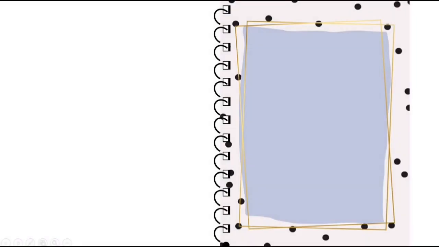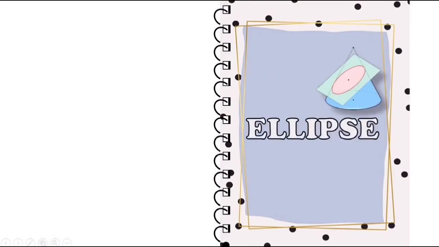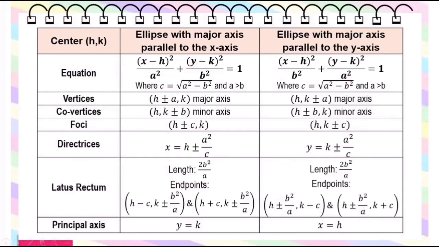In the previous video, we have discussed the ellipse whose center is at the origin. Now, we will discuss the ellipse whose center is located at a particular point (h, k). For an ellipse with center at (h, k), the following characteristics can be derived.